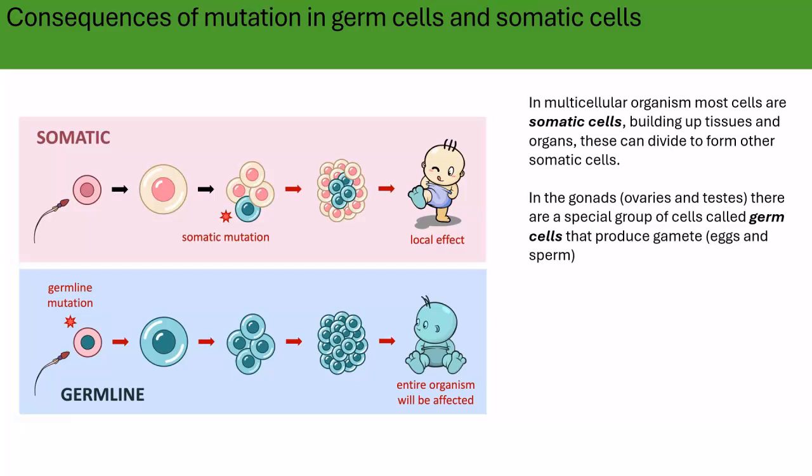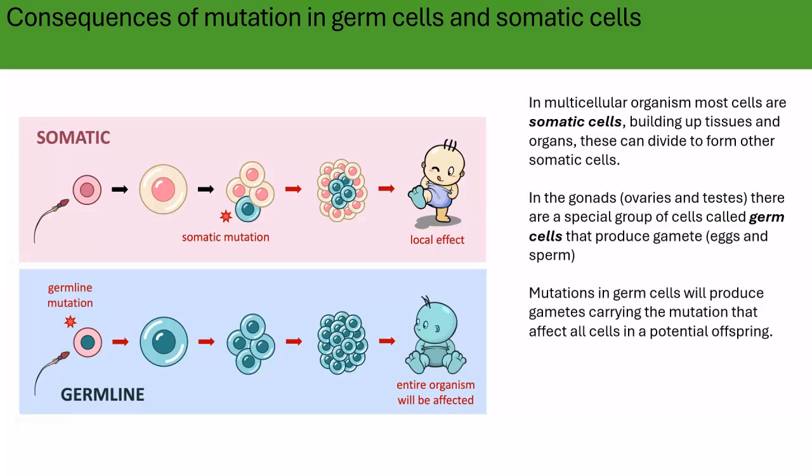Then we have a special type of organ called the gonads. Those are your ovaries and testes. Here, there's a special group of cells called germ cells, and these produce our gametes, the eggs and the sperm. Now, mutations in germ cells will produce gametes carrying that mutation, and that will, of course, affect all cells in any potential offspring, because the gametes fuse, giving us a full set of chromosomes, and then that single cell gives rise to all other cells in that future organism.